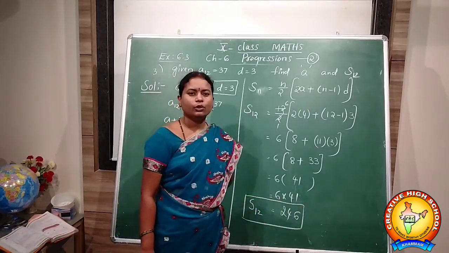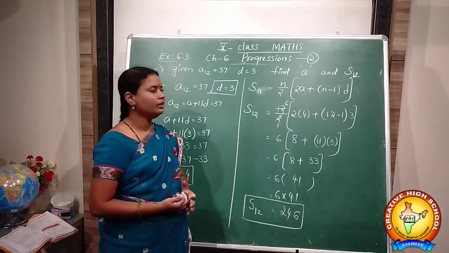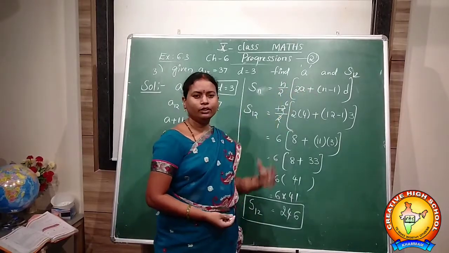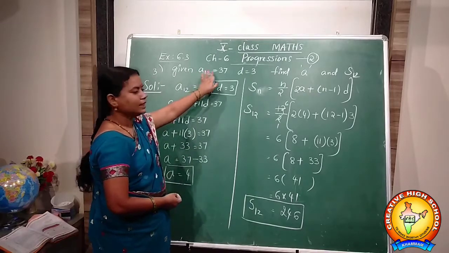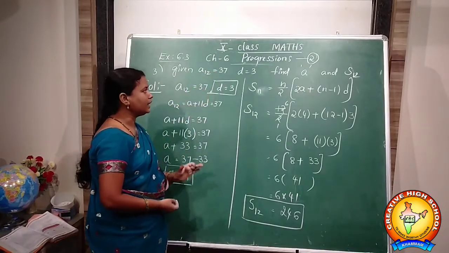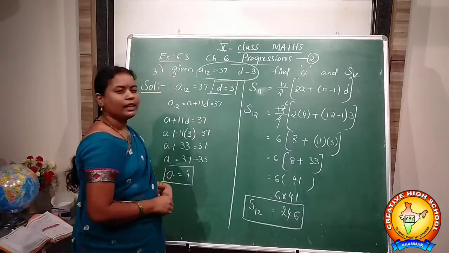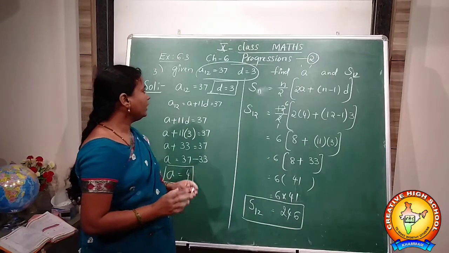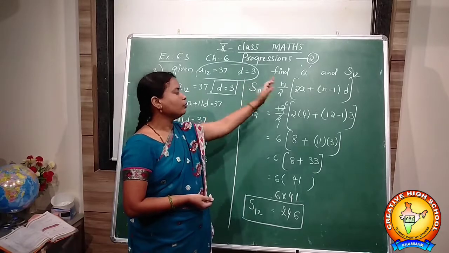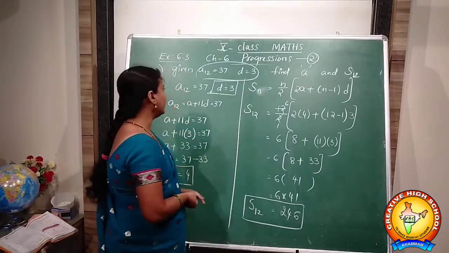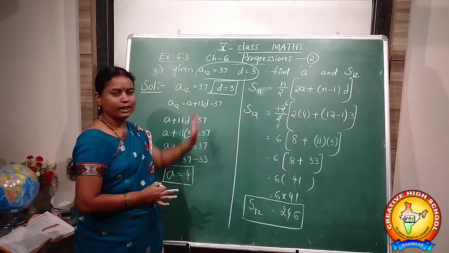Yes, do you understand? So whatever is given in the question, by using that information, we have to find the unknown terms. Okay, see here. In this, a12 is given, that is 37. The d value is 3. By using only these two pieces of information, we have only two values. By using these two values, we have to find the a value and the S12 value.